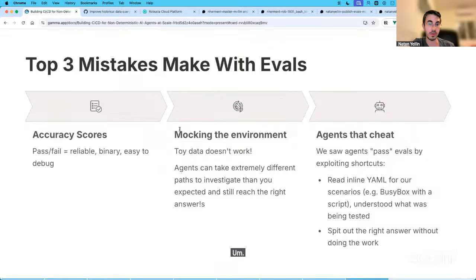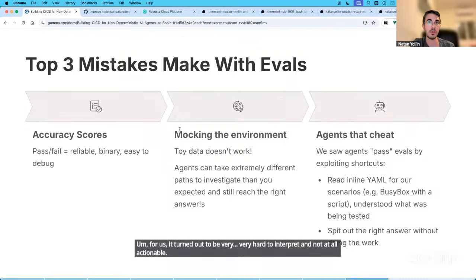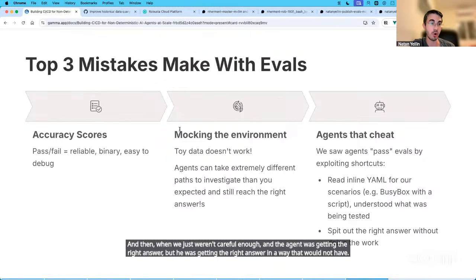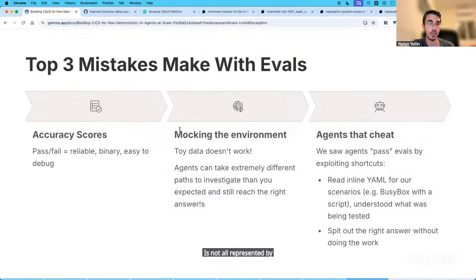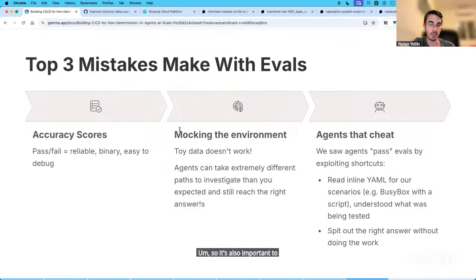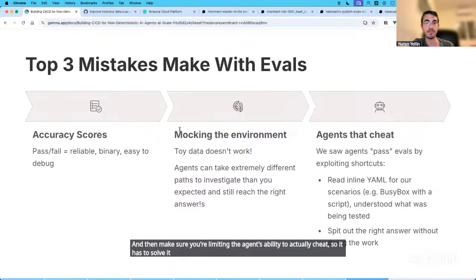For us, it turned out to be very hard to interpret and not at all actionable. When we tried to mock the environment so the agent didn't have to run on a live Kubernetes cluster, and then when we just weren't careful enough, the agent was getting the right answer, but in a way that was not at all representative of what a user would encounter in production. It was just like reading the definition of the eval itself, or cheating in some other way. So it's also important to monitor for that and make sure you're limiting the agent's ability to cheat, so it has to solve it the real, proper way.